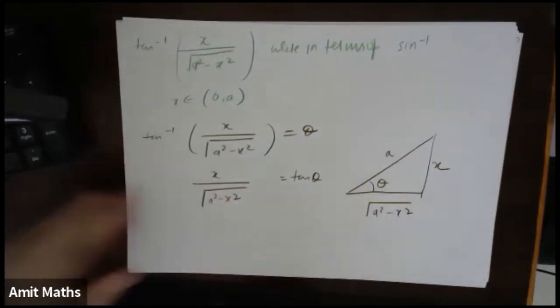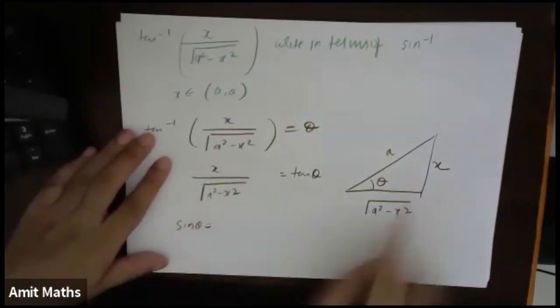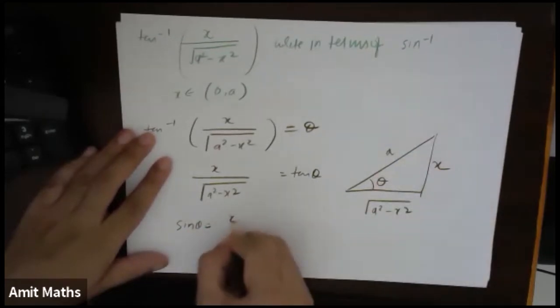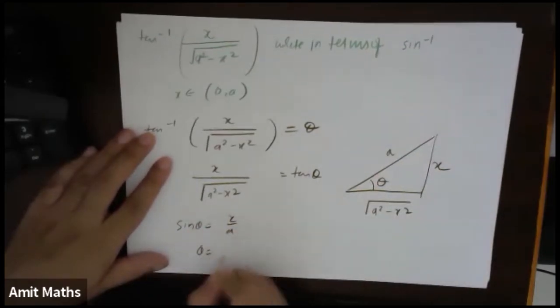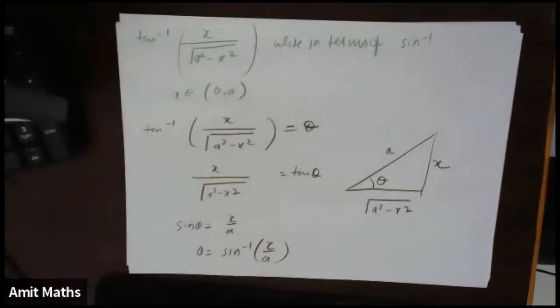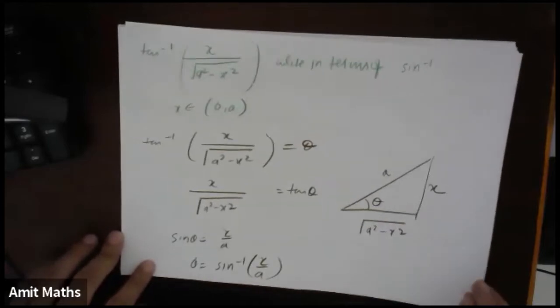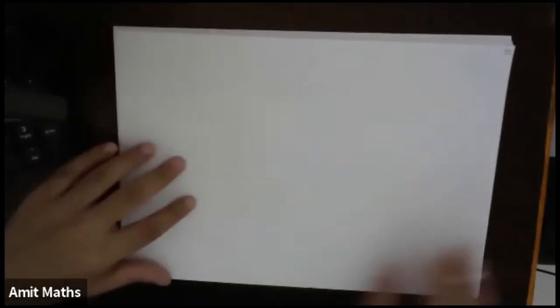So if I have to write sine inverse, sine theta will be nothing but x upon a. So theta is nothing but sine inverse of x by a. Very simple. Very good. Most of you are getting it correct. Excellent. Okay, let's move on to the next question.